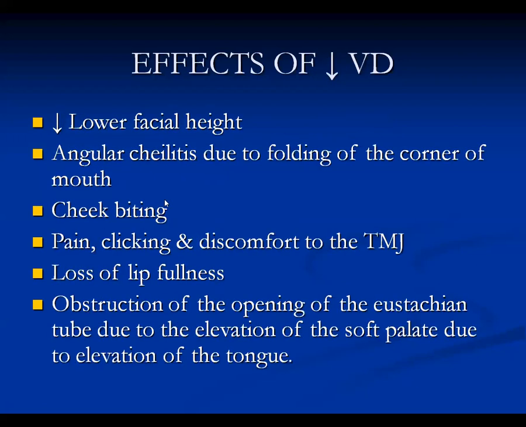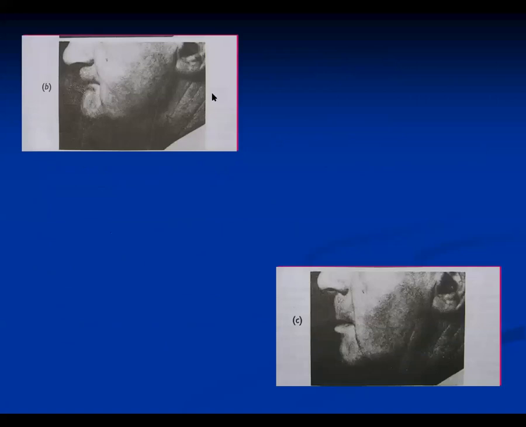And if we decrease, what happens? This lowers the facial height, angular cheilitis due to folding of the corners of the mouth, cheek biting, pain, clicking and discomfort in the TMJ, loss of lip fullness, and obstruction of your eustachian tube, which is present here. If you decrease the vertical dimension, it closes. When your vertical is reduced, the patient looks like this.